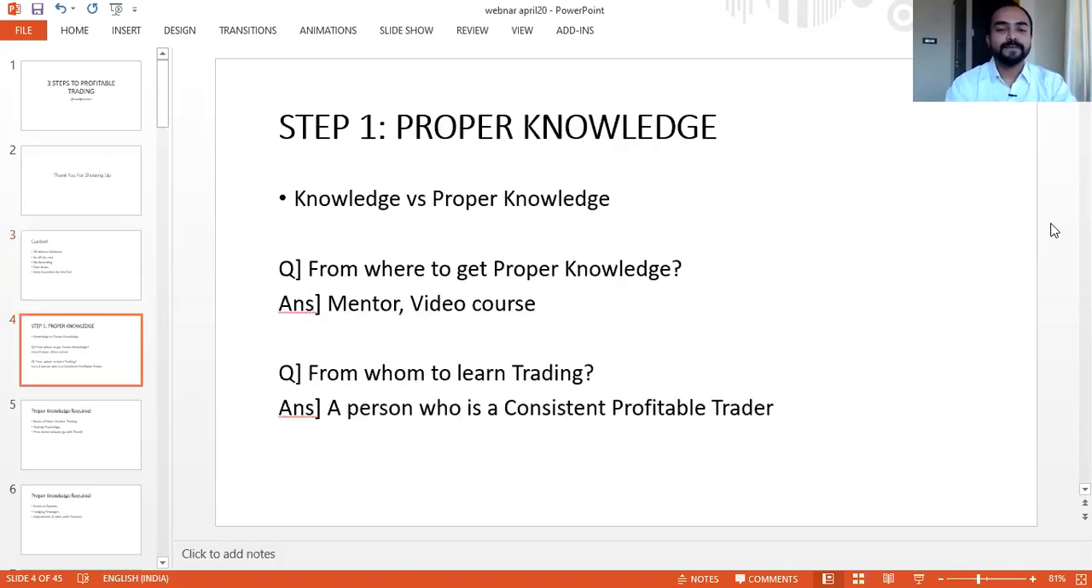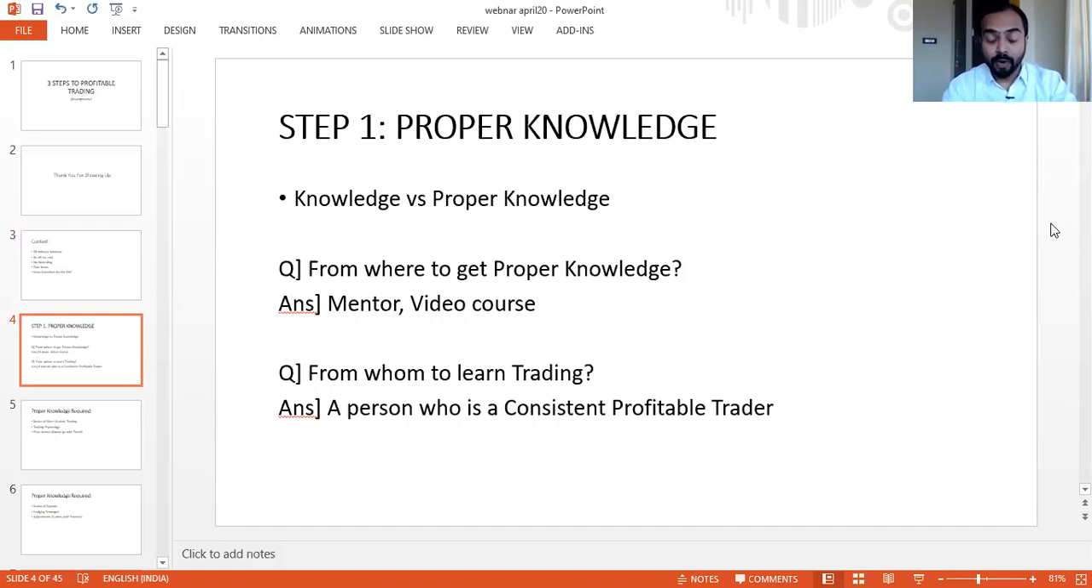So step one. Step one to profitable trading is proper knowledge. You should have proper knowledge. So what is the difference between knowledge and proper knowledge? See, knowledge is just information, just random information which you get from YouTube, from Google, from Twitter, from many other mediums. The knowledge is random. There is no structure to it, and it can be confusing. There is no clarity in it. So you cannot get a desired result.